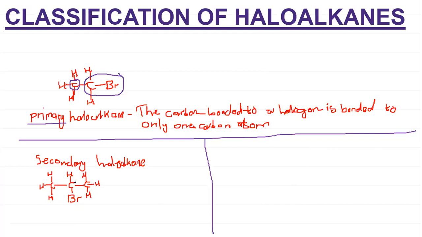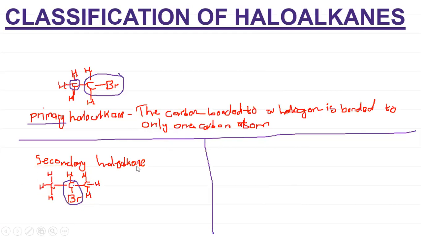Remember what I said to you? All that you are really going to do is look at the carbon that is bonded to the halogen, which is this carbon. And this carbon is bonded to two other carbon atoms. So what will be your reason for saying this is a secondary haloalkane? You'd have said the carbon bonded to a halogen is bonded to two other carbon atoms. You can see that the carbon bonded to the halogen is bonded to this carbon and to that carbon. So that will be a secondary haloalkane.